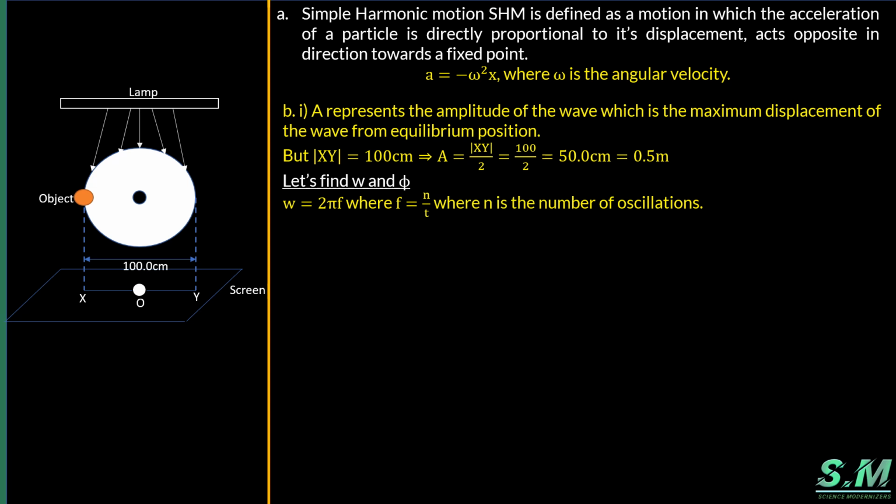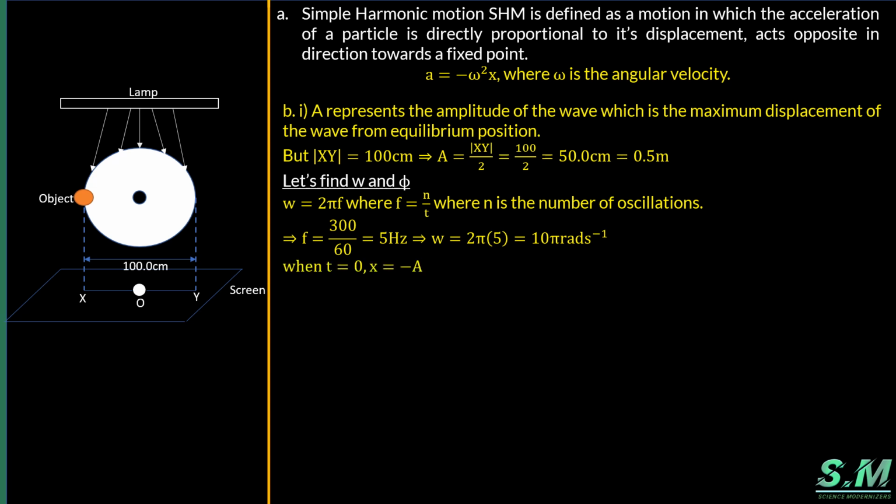So let's find omega and phi. We know that omega is equal to 2 pi f, where the frequency is equal to the number of oscillations divided by the time taken. The number of oscillations was 300, so the frequency is 300 divided by 1 minute. Since 1 minute is equivalent to 60 seconds, we get the frequency in hertz, that's 5 hertz. From there we can deduce that omega will be equal to 2 pi times the frequency, which is 5, giving us 10 pi radians per second.